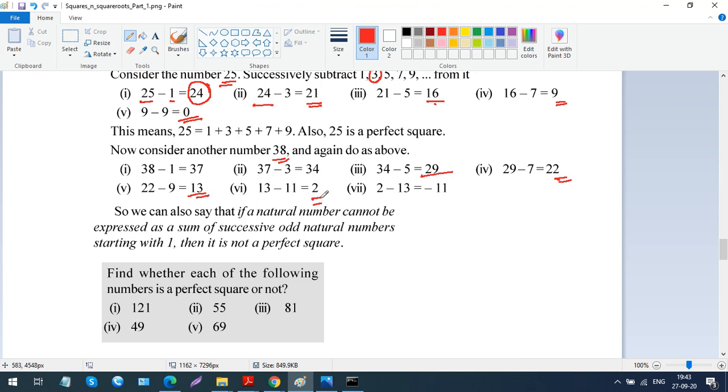Now again, the next odd number, if you subtract 13, you are getting a negative number. So you are missing out the 0. You are not getting a 0. So then it is not a perfect square.